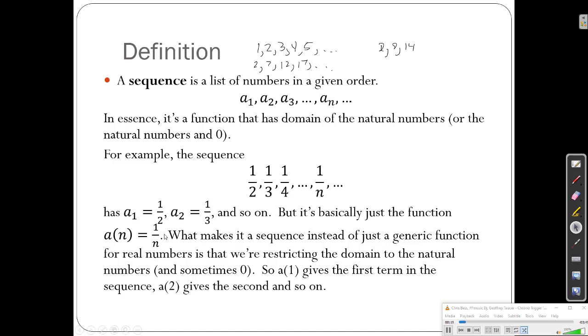If I just said a of x, that would indicate it's a function of all real numbers. Since I did n, it indicates it's a sequence. That's the convention, and that you're just plugging in natural numbers.